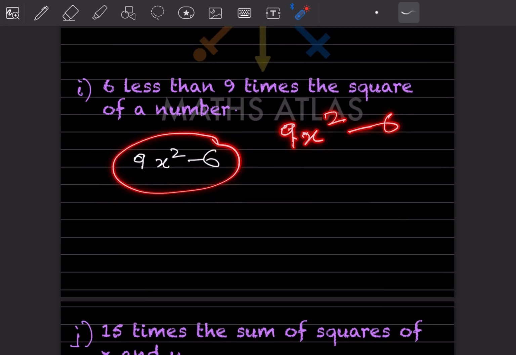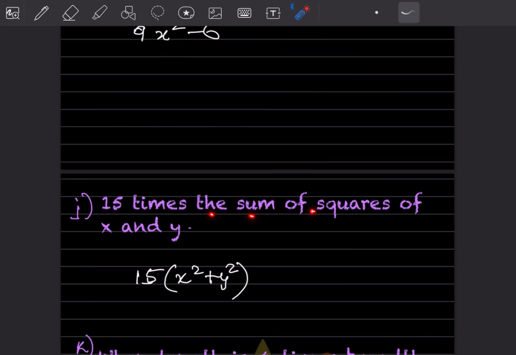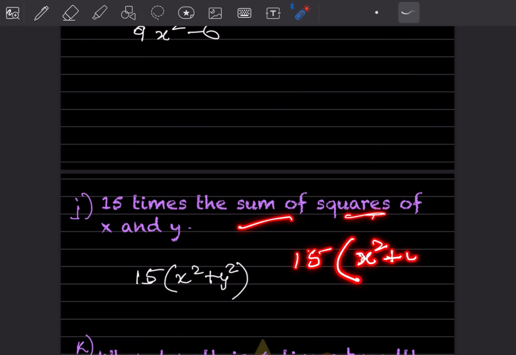So this is it. 15 times the sum of squares of x and y. So squares of x and y means square of x is x square, and sum means addition, and square of y is y square.